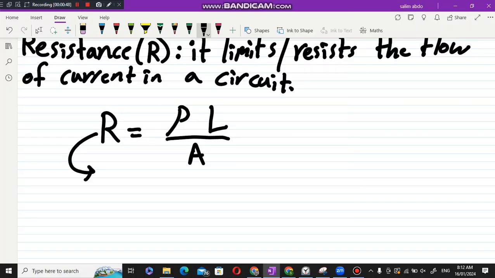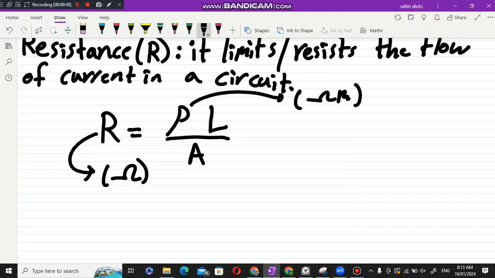And resistance has the following units. Resistance has the unit of ohms, resistivity has the unit of ohm meter, length has the unit of meters, and area has the unit of meters squared.